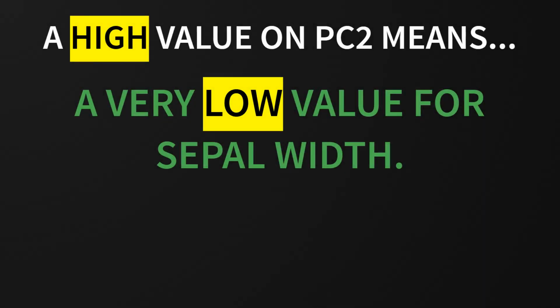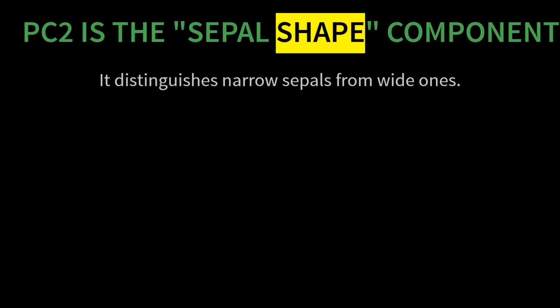So what does that contrast mean in the real world? A high score on this component directly corresponds to a low value for sepal width. In simple terms, it identifies flowers with narrow sepals, and that gives us its name. While PC1 measured size, PC2 measures shape. It separates flowers based on how wide or narrow their sepals are.